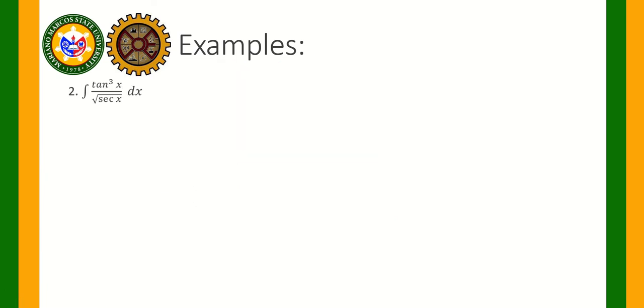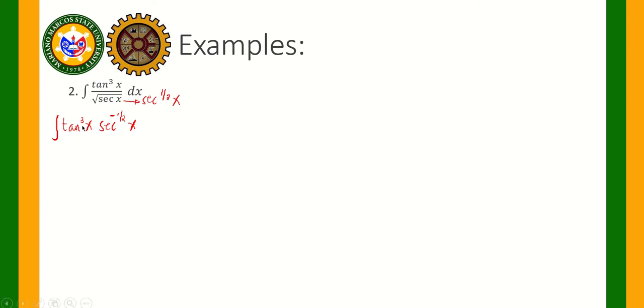So tan cube x over square root of secant x. Rewrite na lang muna natin to. So this will be equal to the integral of tan cube x times secant raised to negative 1/2 x. Tama? Because tinaas natin siya. So this can be written in exponent as secant 1/2 x, but since tinaas natin siya, magiging negative yung ating exponent. So from there, what case will we use?